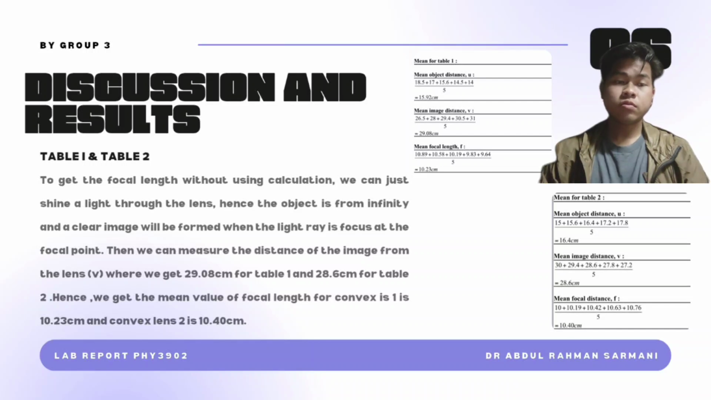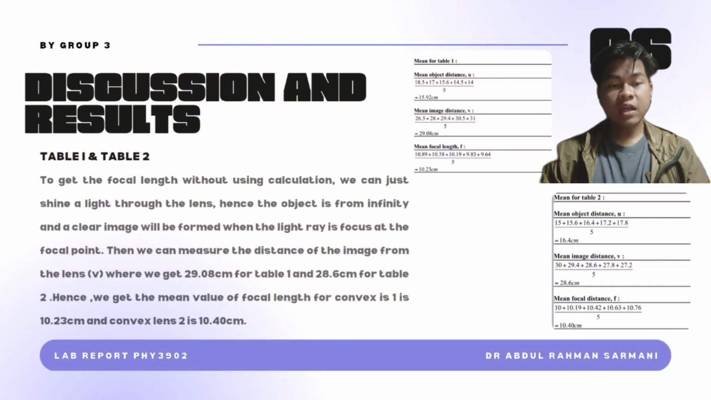Meanwhile, for table 2, for object distance, we can find the mean of 16.4 cm, and for the image distance, we can get the mean of 28.6 cm. And for the focal length, we got a mean of 10.4 cm. To conclude, for these two tables, we can say that the focal length of the convex lens is 10.32 cm, since it's the average from table 1 and table 2, which is close to the actual focal length of the convex lens. Hence, the percentage error for this experiment is 4%.